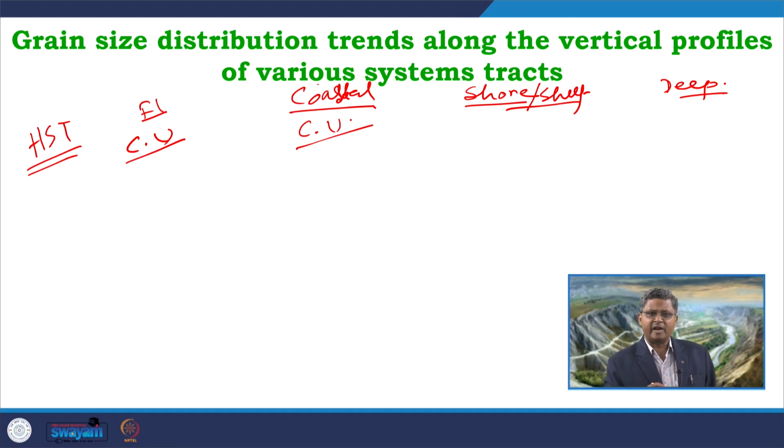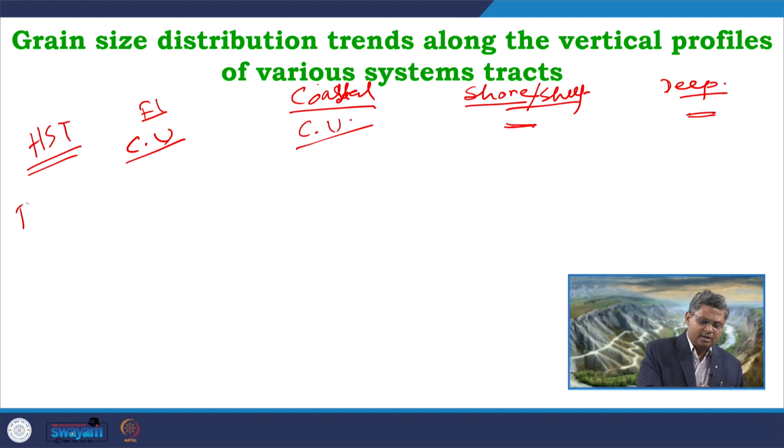In the shelf area during HST, we do not get any change, because there we get a condensed section. We do not get any variation with respect to grain size distribution, because it is an overall very low energy condition. And further in the deep marine part, there also we do not get any changeover.